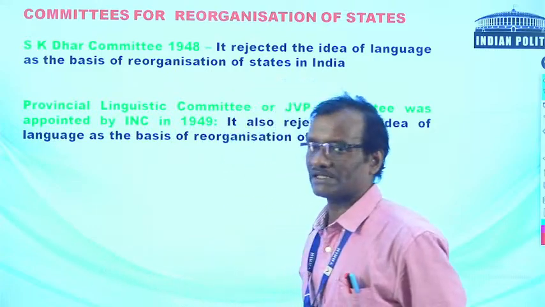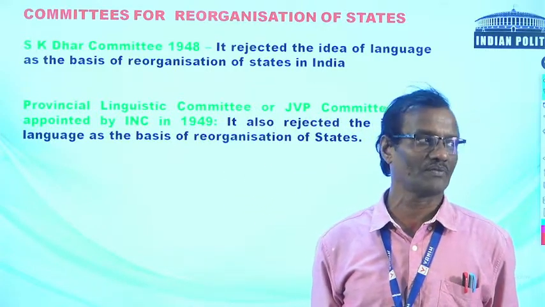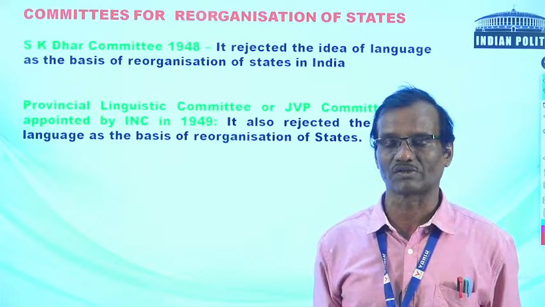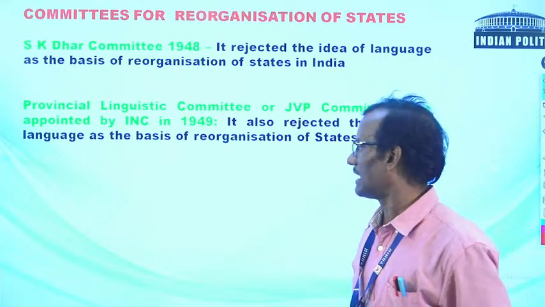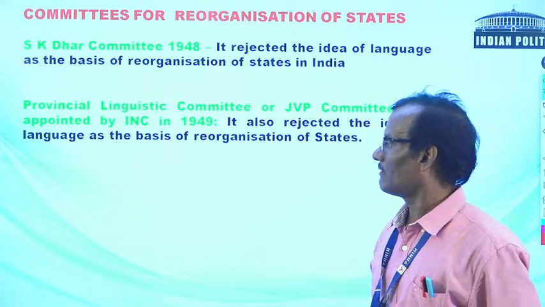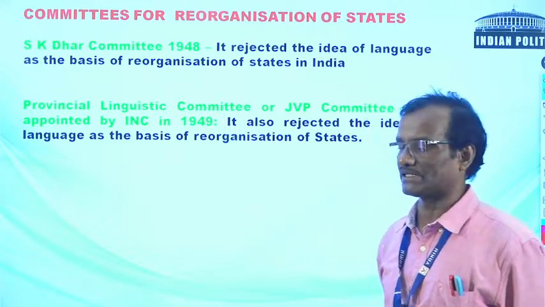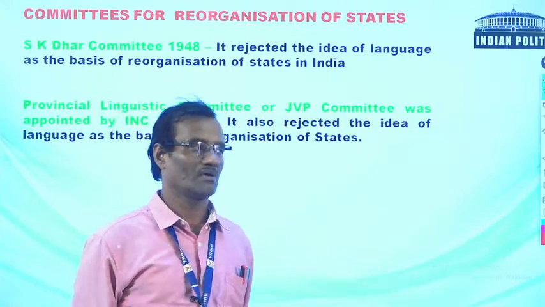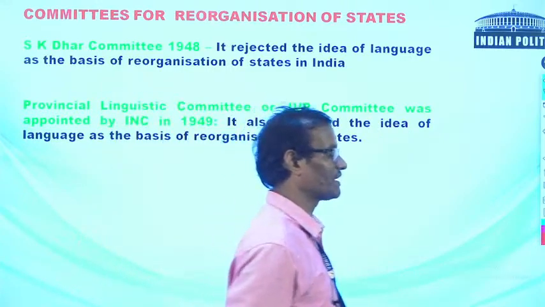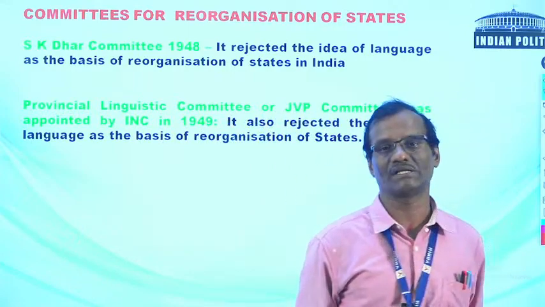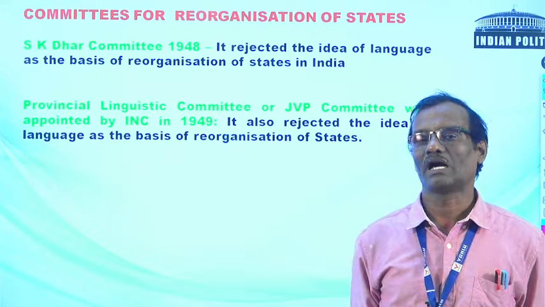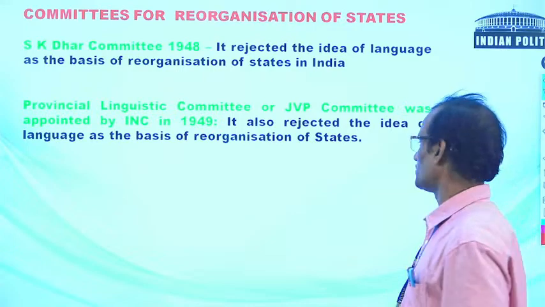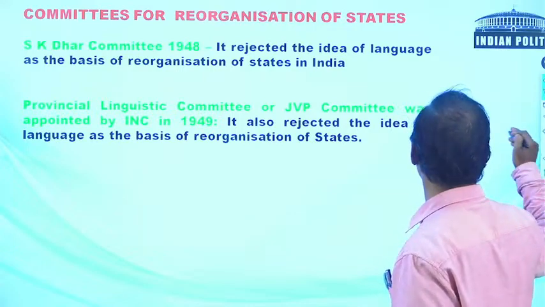Then the Indian National Congress appointed the JVP committee, popularly known as JVP 1948, also in the same year. Jawaharlal Nehru, Vallabhbhai Patel and Pattabhi Sitaramayya together formed the committee. The committee was also critical of language as a basis. It opposed language as a basis for the new formation of states in India because it would create fragments in India.